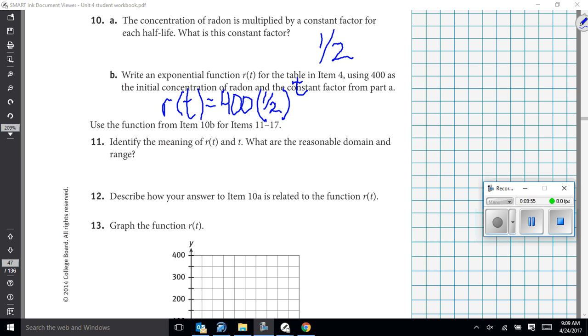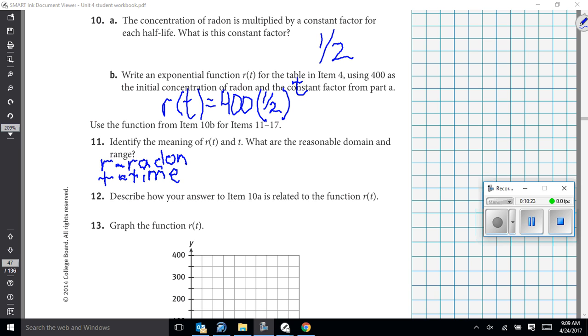What domain is that, input or output? Input, right? So reasonable domain. So we can say any number, right? But are we ever going to have more than 400 pCi per liter? No, because that's what we start with, right? And over time, since we've removed the source, it's going to decrease, right?